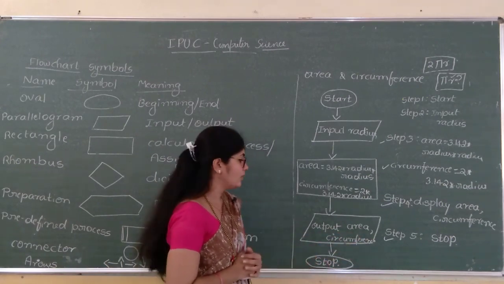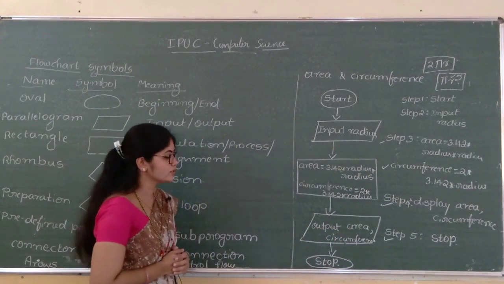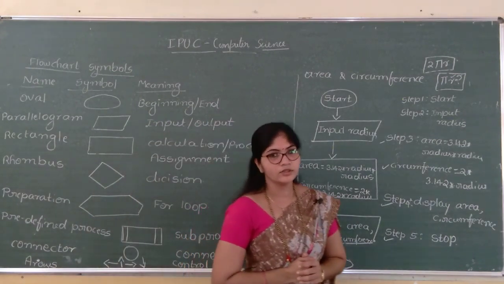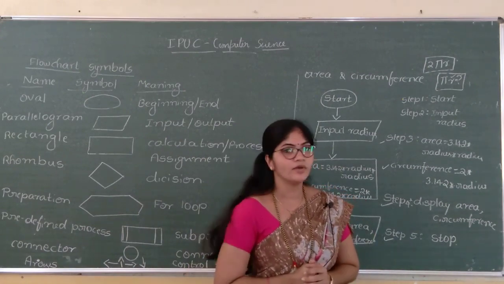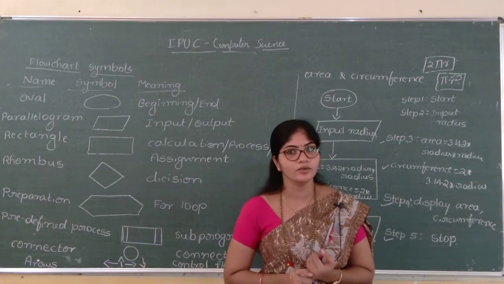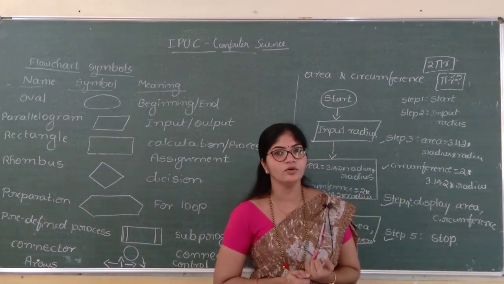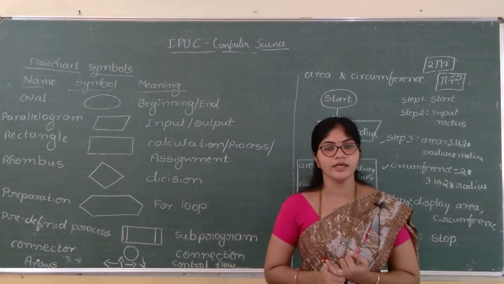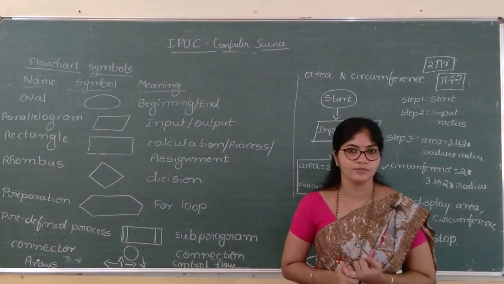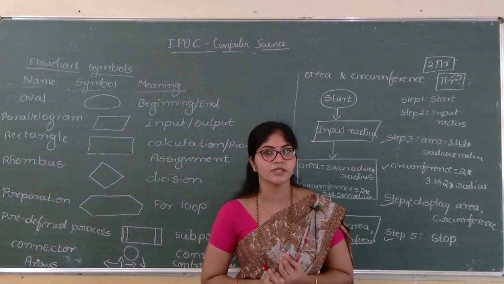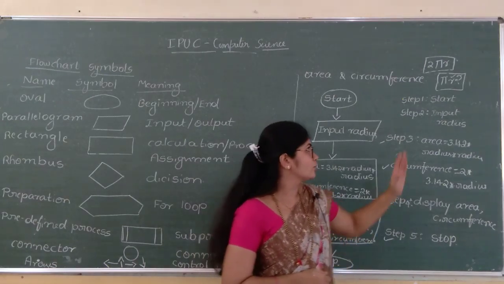Finally, the symbol oval denotes stop or end of an algorithm. So in today's class we have seen 3 flowcharts. What are they? Flowchart to add 2 numbers, flowchart to multiply 3 numbers, flowchart to find out area and circumference of the circle. So what is a flowchart? Diagrammatic representation of an algorithm is called a flowchart.